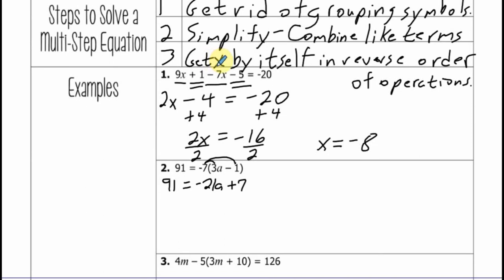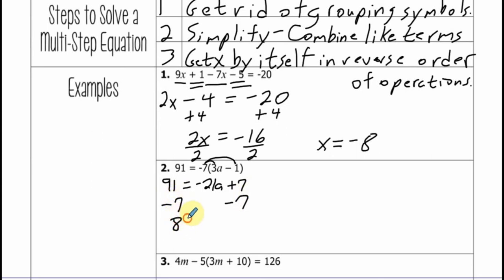All right, step 3, get x by itself. So now, in this case a is on the right side of the equation, not even looking at the 91, looking at the right side of the equation. I have negative 21 times a, I have multiplication plus 7. Order of operations says multiplication comes before addition, but when we're solving equations, we do it in the reverse order of operations. So to get rid of plus 7, we do the opposite, minus 7.